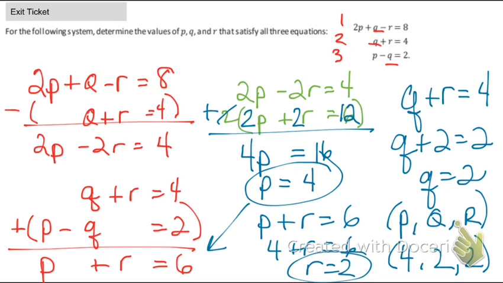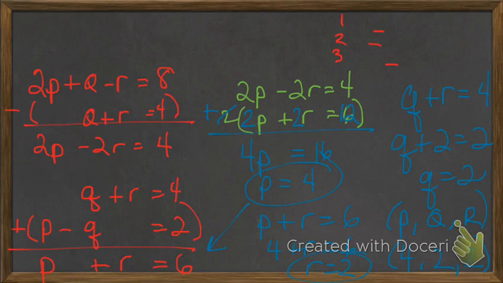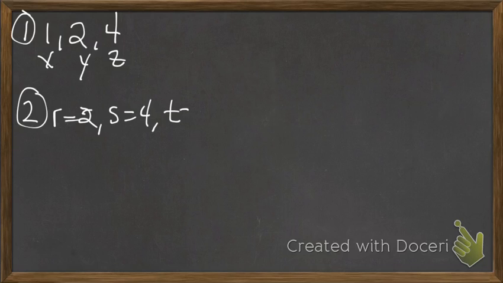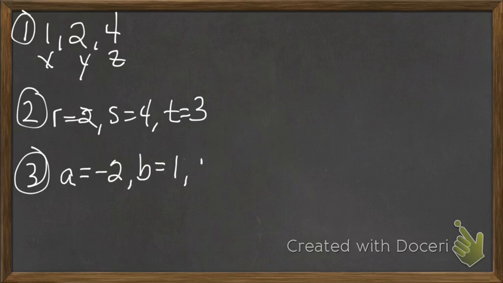That's the exit ticket. Okay, and now I'm just going to list the answers for 1 through 8, skipping number 4. Okay, so number 1, if you did it right, you would have gotten 1, 2, and 4. So that's x, y, z. Number 2, r equals 2, s equals 4, t equals 3. So these are the correct answers. You still have to show how you arrived at these, but this will at least let you know if you were on track. There is no 4.